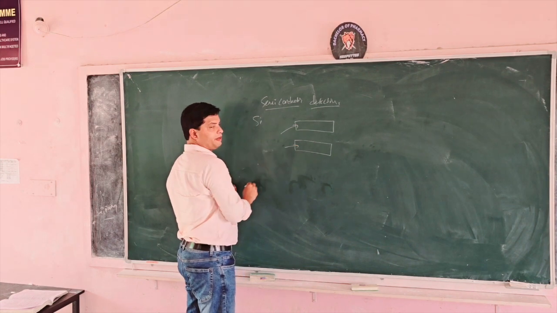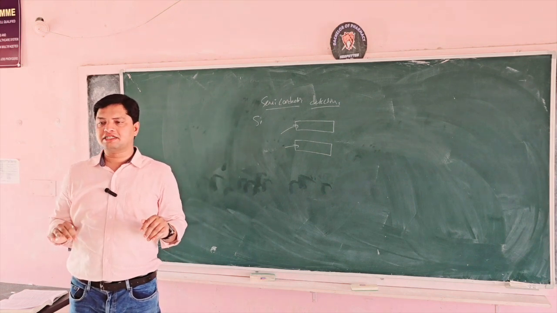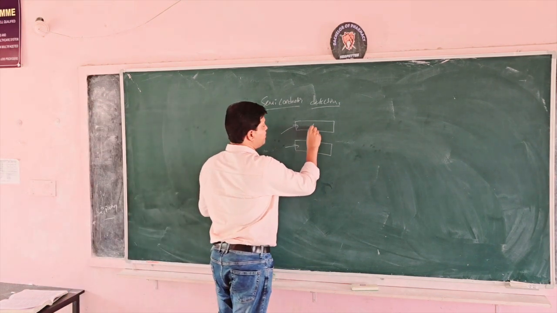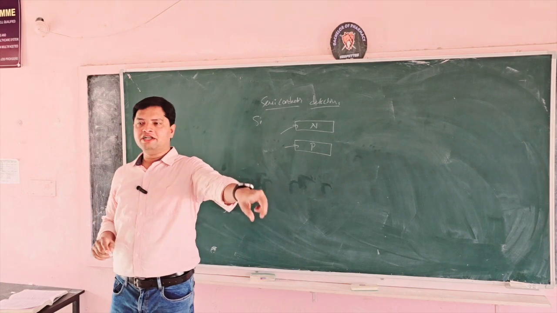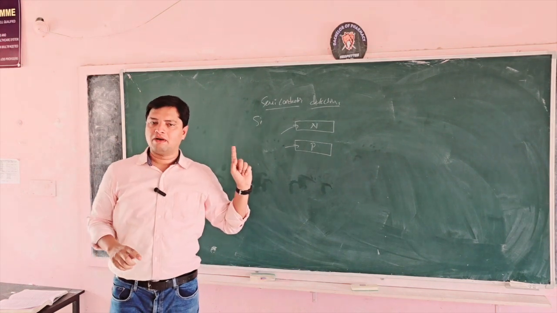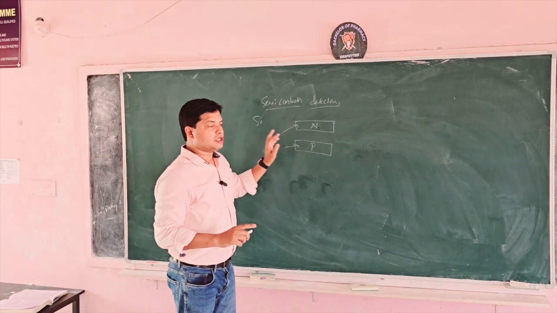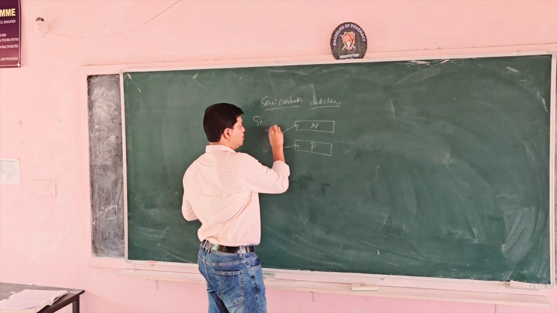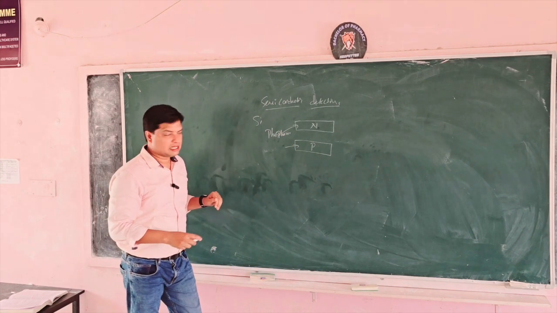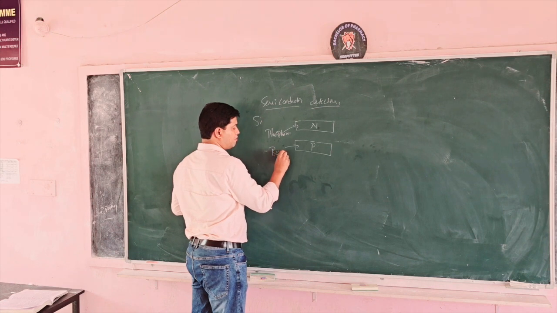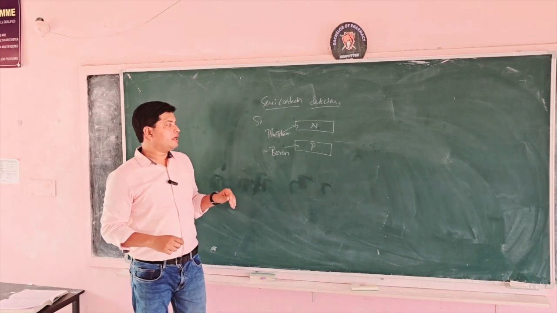dope them, doping. What is doping? Adding impurity to the semiconductor is called doping. And convert them into N-type and P-type. What do you mean by N-type? Very good. Negative type and positive type. So to get negative type, you need to dope this with phosphorus. To get positive type, dope it with boron.